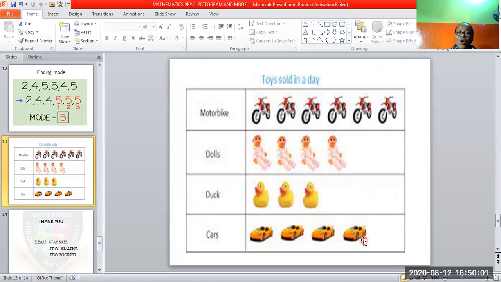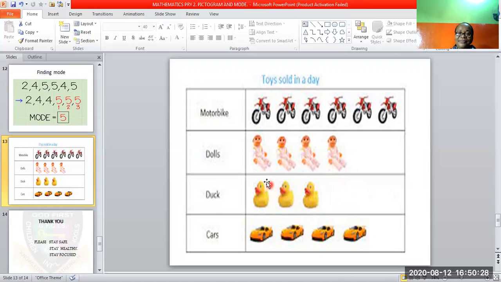Therefore, we say we have made more sales in toy motorbikes. Minimal sales are in dogs. We sold only 3 dogs, so it is the least sales that we have made today in the toy section.